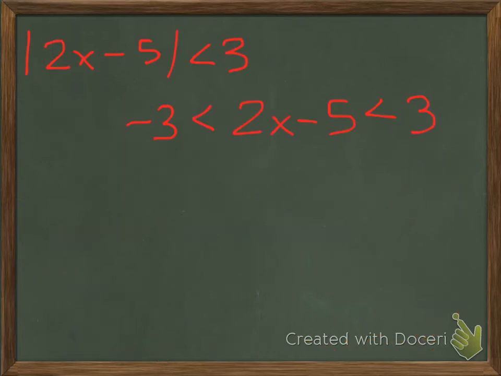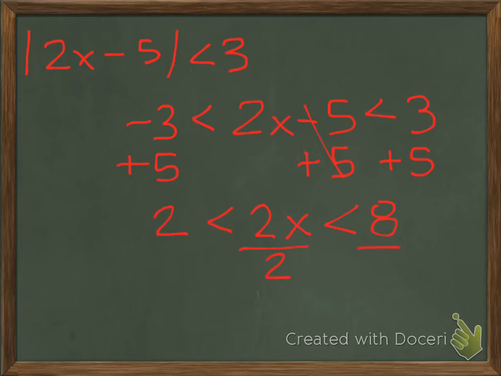If you set it up this way, though, you're going to come from the middle out. Whatever you do to the middle, you're going to do to both the right and left sides. So I have 2x is less than 8, greater than 2. Divide by 2. X is less than 4 and greater than 1. Notice I read from the variable.